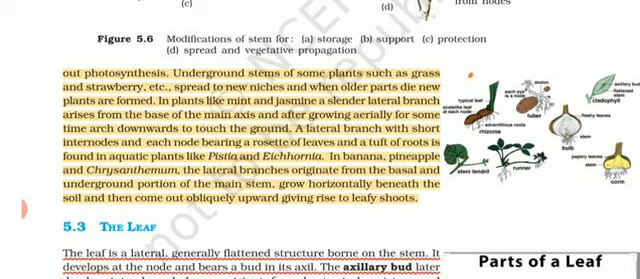Mostly you have seen mint, pudina, right? And even jasmine. They have lateral branches from the main axis and they are directly attached or going downwards to touch the ground. Lateral branches have both nodes and internodes and bear a rosette of leaves. Rosette of leaves means a rose-like structure, a bundle of leaves, right? And tufts of roots originate from that location. It is found in Pistia and Eichhornia.